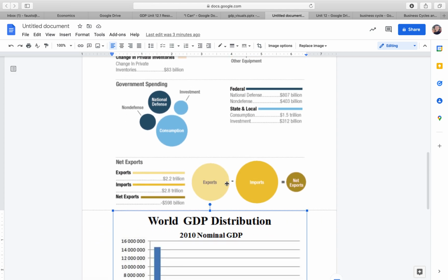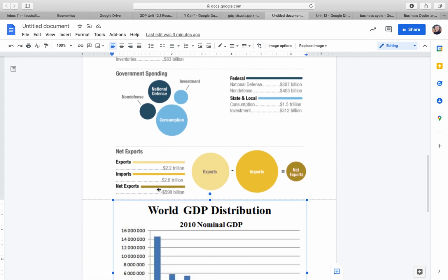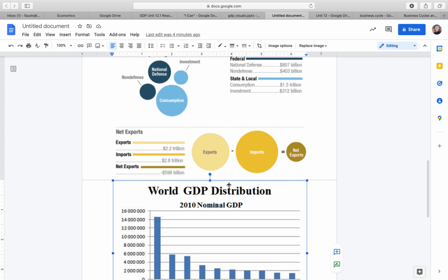investment there. Net exports here, notice once again that the net export number tends to be a negative number because we exported 2.2 trillion, but we imported 2.8. So we have a budget or a trade deficit here because we import more than we export.